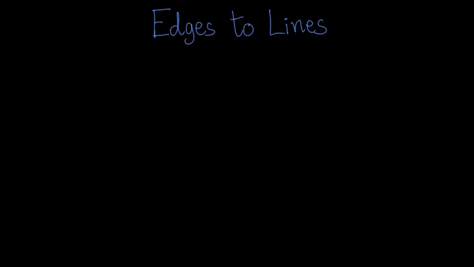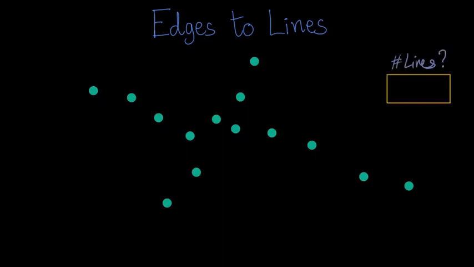All right, let's try to build some intuition about how to go from edges to lines. Remember that edge images are just collections of pixels. Pixels like these where possible lines could be found. How many lines can you identify in this image?